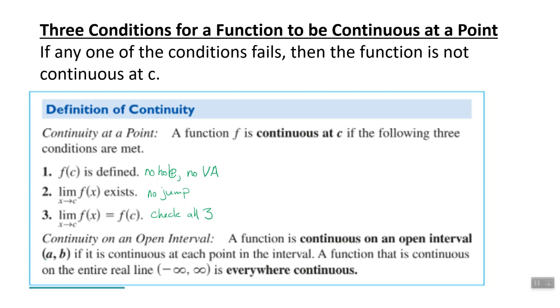And we usually talk about continuous on an open interval, so we usually don't include endpoints. So we're not using brackets, we're using parentheses here. If it's continuous everywhere, we say it's continuous from negative infinity to positive infinity.